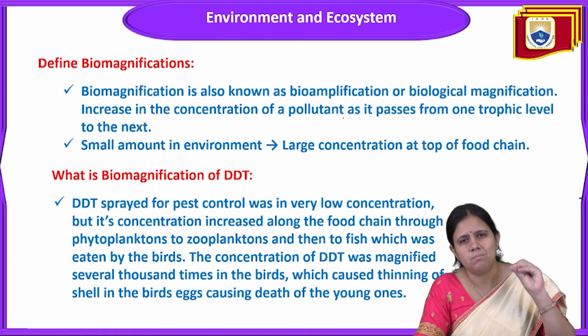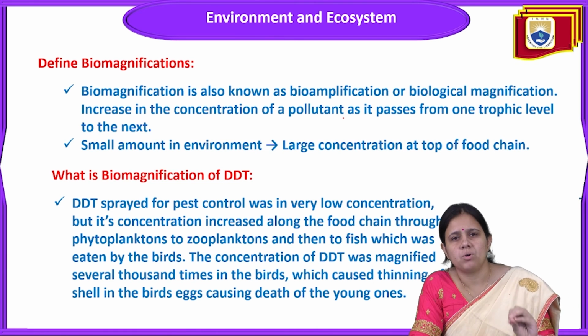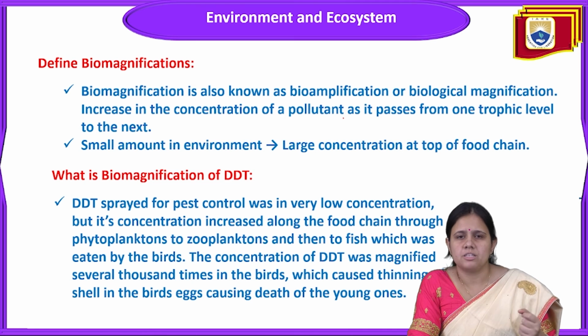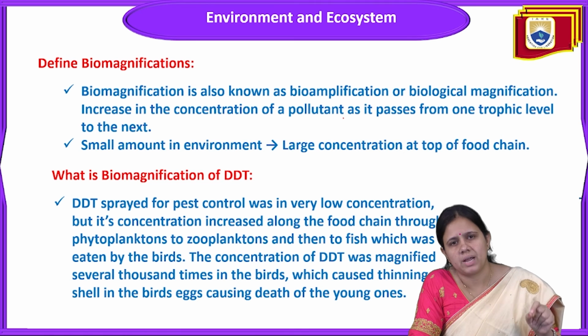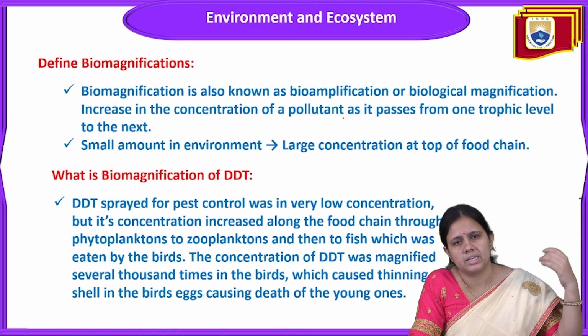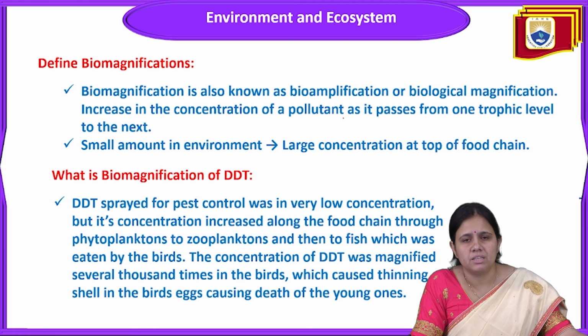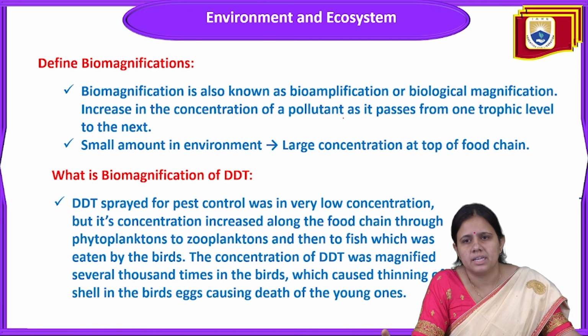A very small amount of DDT is there in the pond ecosystem, and this small amount of DDT is in the phytoplankton and zooplankton. When it is passed to the higher trophic level, that is the fish, its concentration automatically increases. Then if the fish are eaten by birds, its concentration will be magnified several thousand times in the birds, which causes thinning of eggshells in the bird, causing death of the young one.